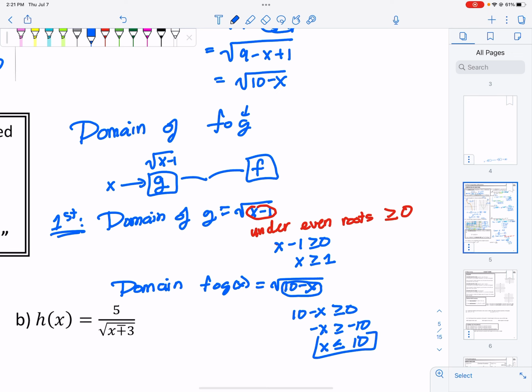So we have to consider these two restrictions. The overall domain is x is greater than or equal to 1, but less than or equal to 10. Using interval notation, it is going to be bracket 1, 10 bracket.